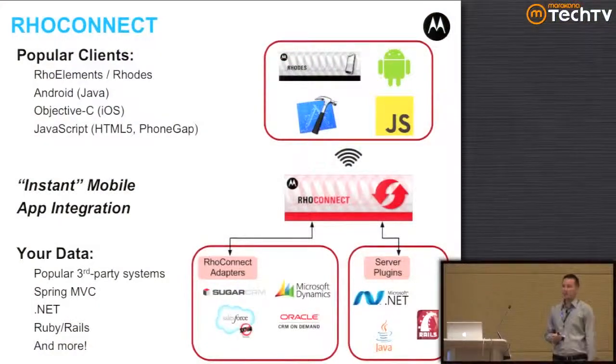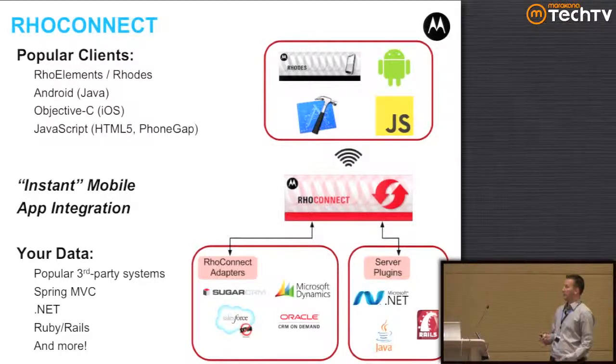So what is RhoConnect? We call it a mobile app integration server. It lets you interact with your back-end data systems, whether they're CRM or field service or really any kind of back-end system, and lets you synchronize your mobile application with that system in a very efficient way.